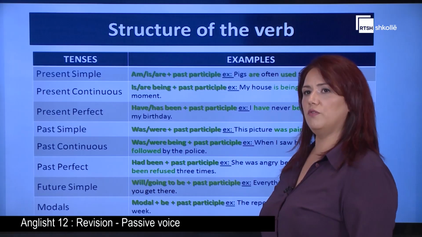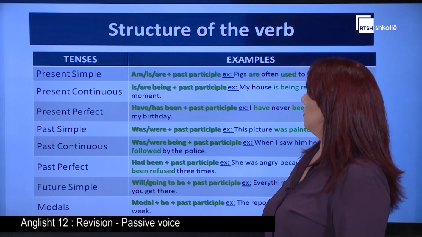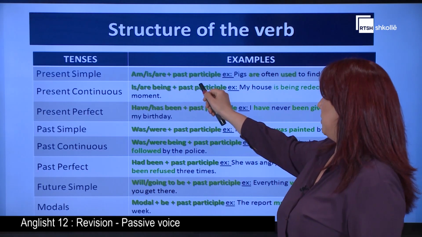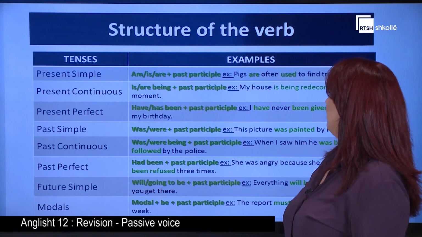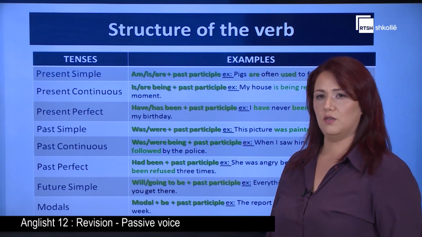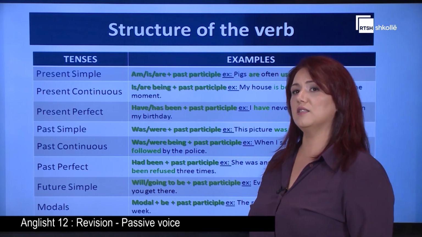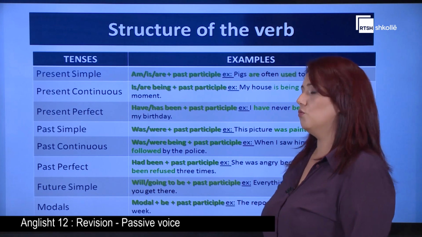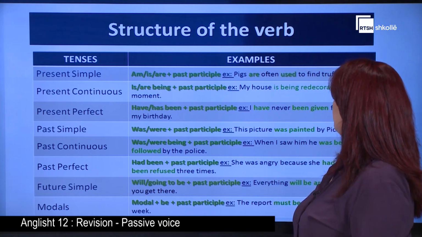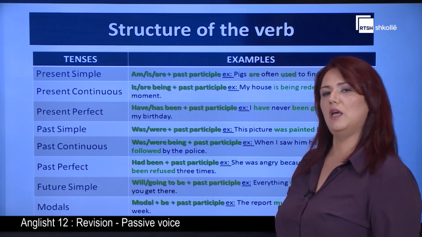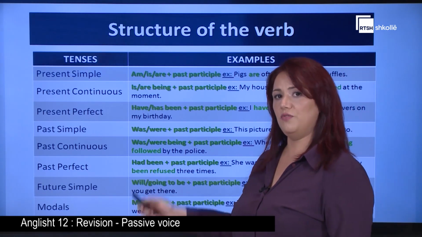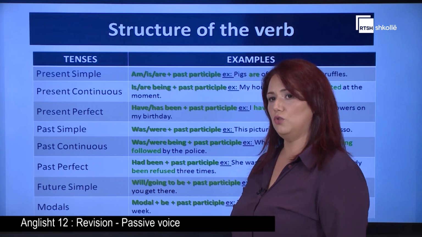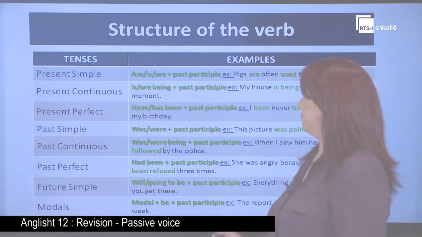Here is the structure of the verbs in the passive form. The present simple is formed by am, is, are, plus the past participle. For example, pigs are often used to find truffles. The present continuous is is or are being, plus the past participle. For example, my house is being redecorated at the moment, and so on with the present perfect, past simple, past continuous, past perfect, the future simple, and the modals.